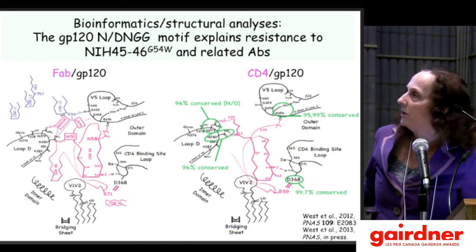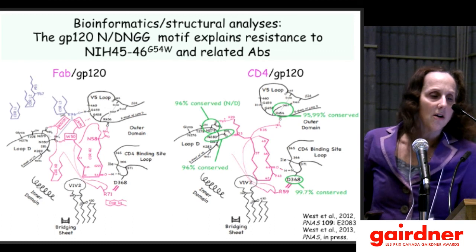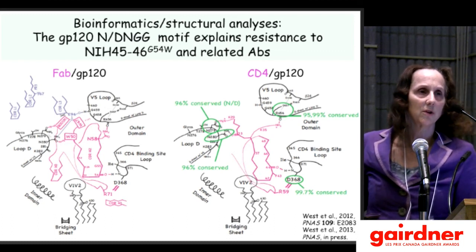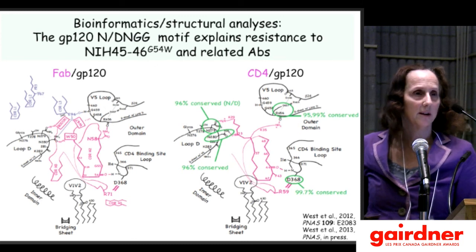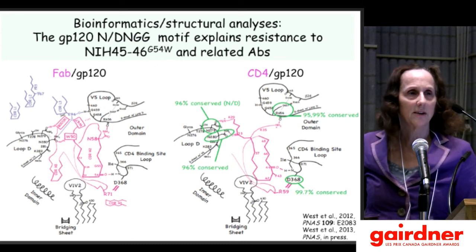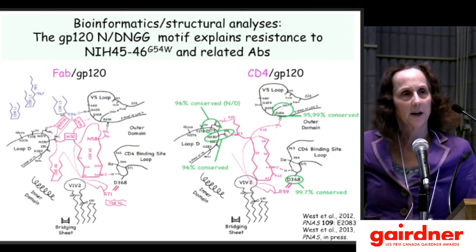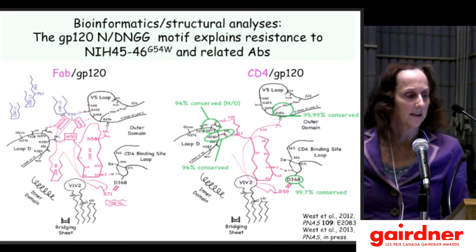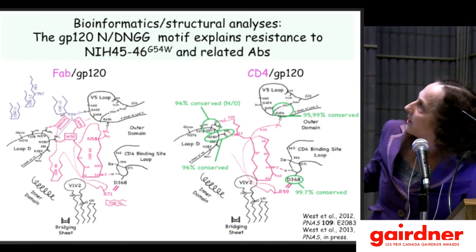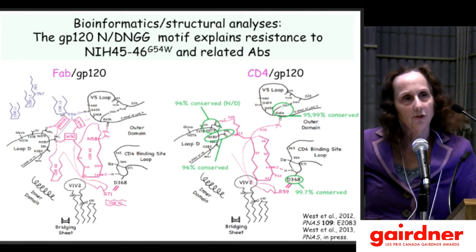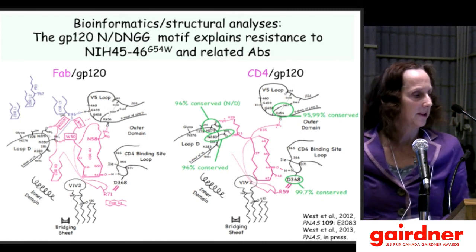But what he did was to look at all the sequences of strains of HIV that either were or were not neutralized by these antibodies. And these are available from the Los Alamos database. There's like 3,000 or 4,000 of these sequences. And then he took all the sequences of CD4 binding site antibodies that are related to this antibody, and he came up with a motif that explains which strains are not neutralized by this antibody.